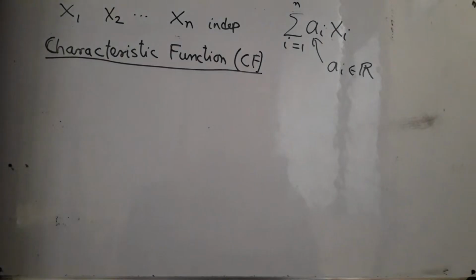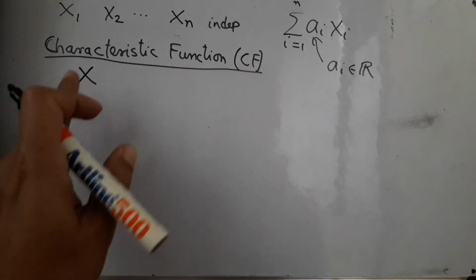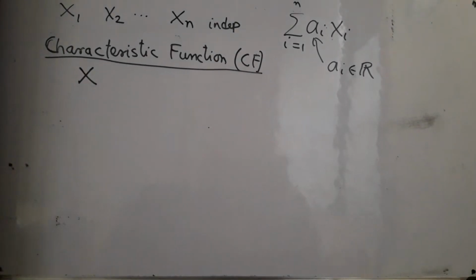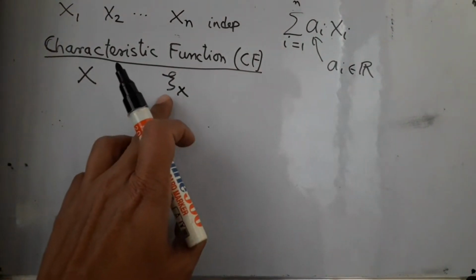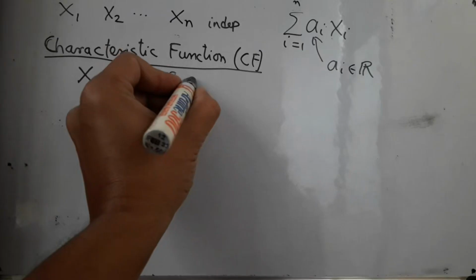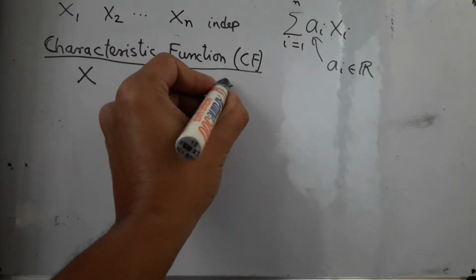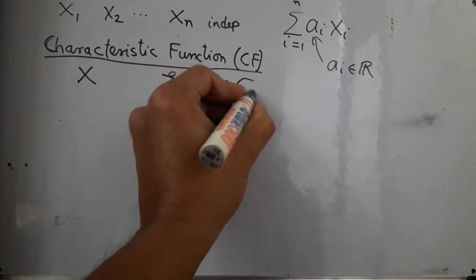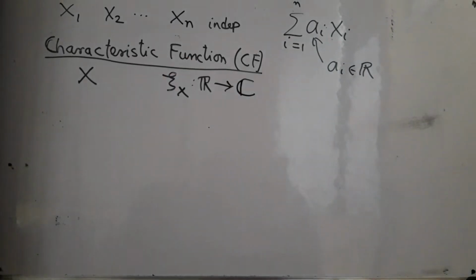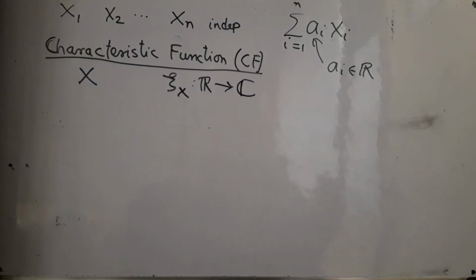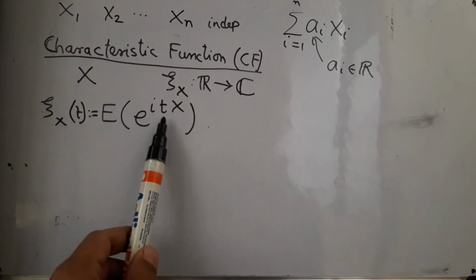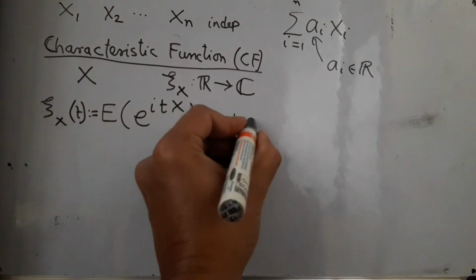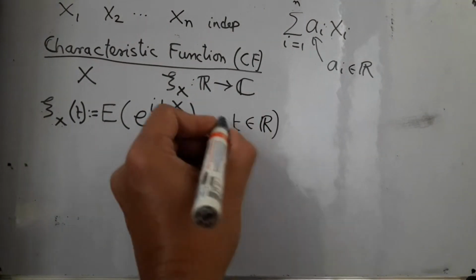The definition goes like this. Suppose you have a random variable x, then its characteristic function is going to be a function which I shall denote by the Greek letter xi. This is not epsilon, xi, which will be defined from R and take value in complex numbers. And it is defined as expectation of e to the power itx. This t is the dummy variable in R.